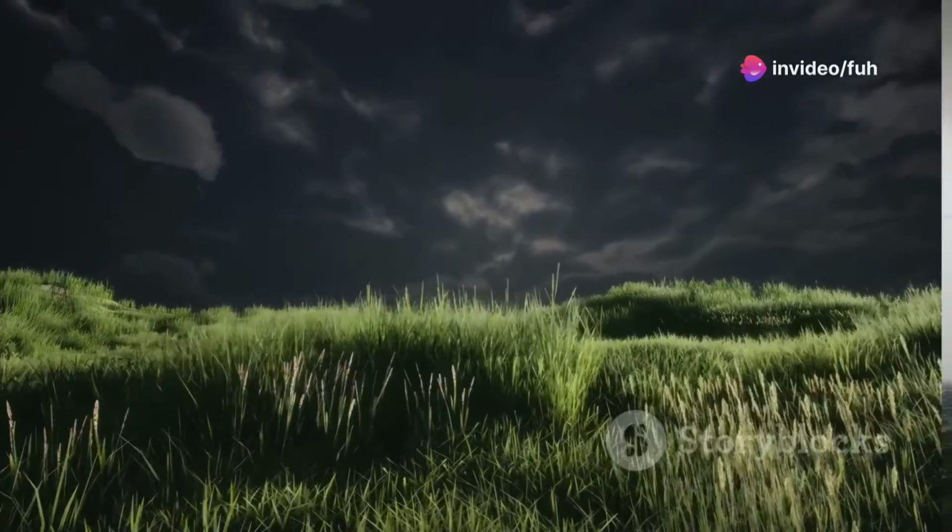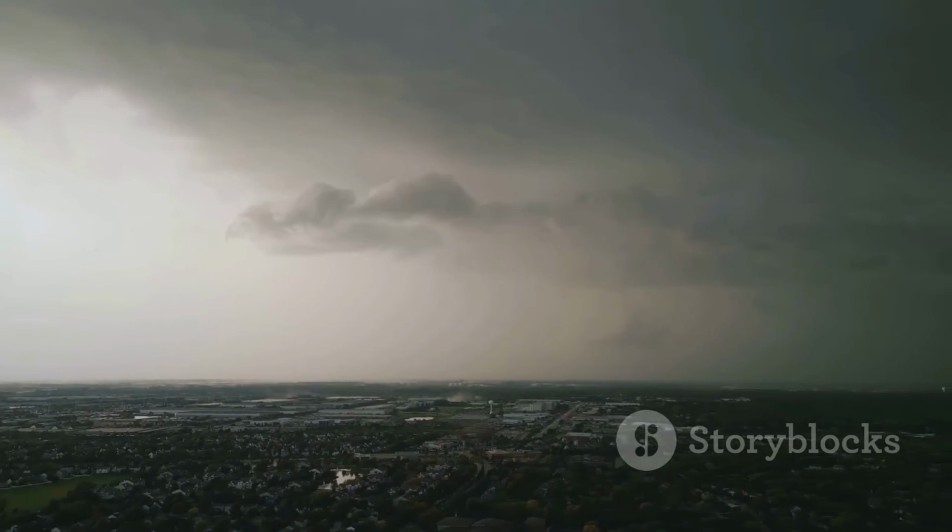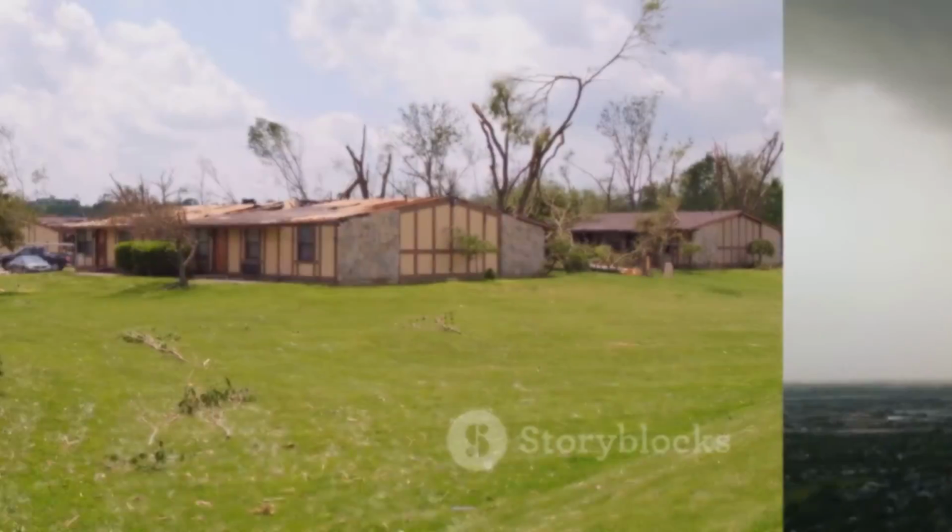So what does the future hold? That's the million-dollar question, isn't it? One thing's for sure, tornadoes aren't going anywhere. If anything, they might become even more unpredictable as climate change continues to influence weather patterns. But here's the good news, folks.